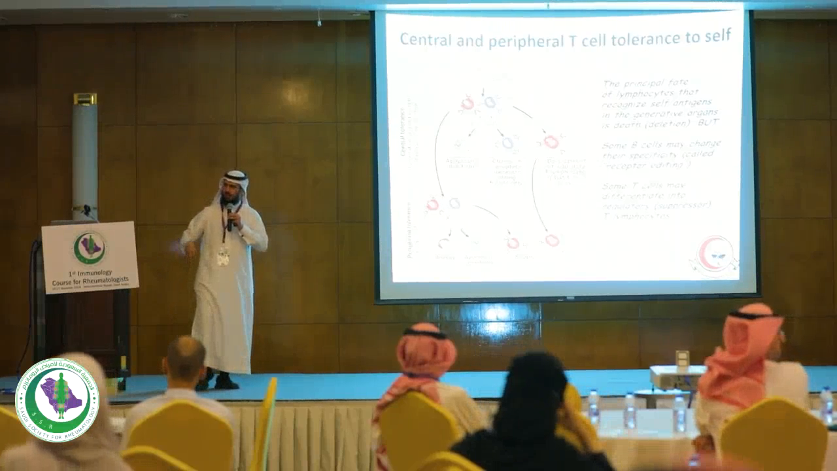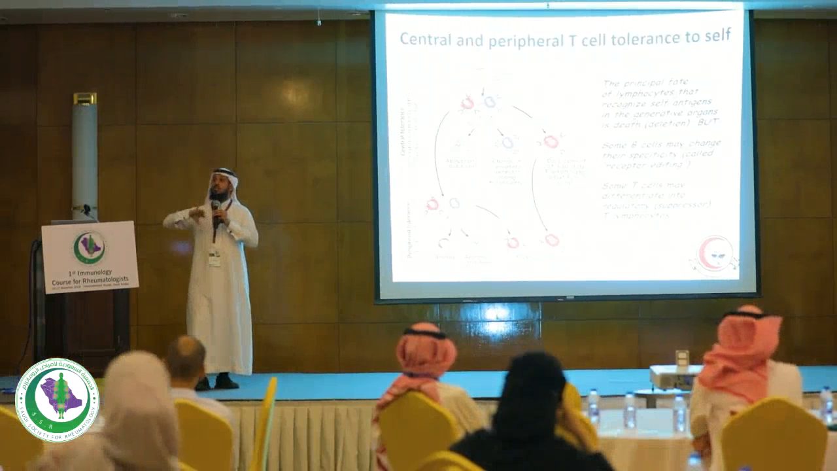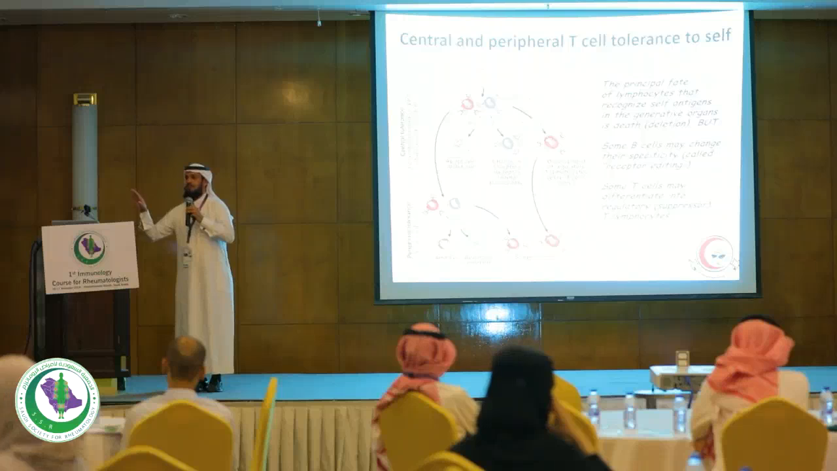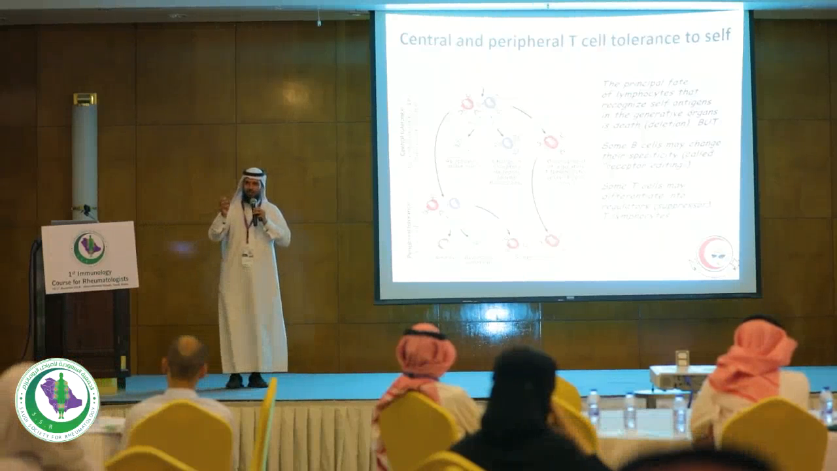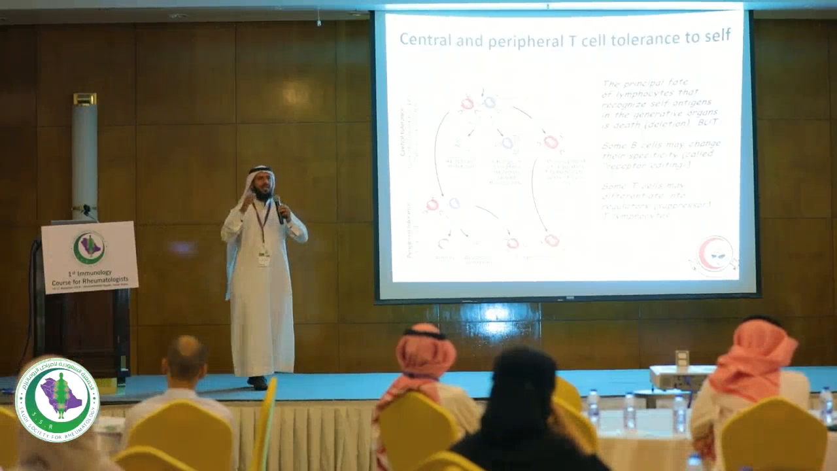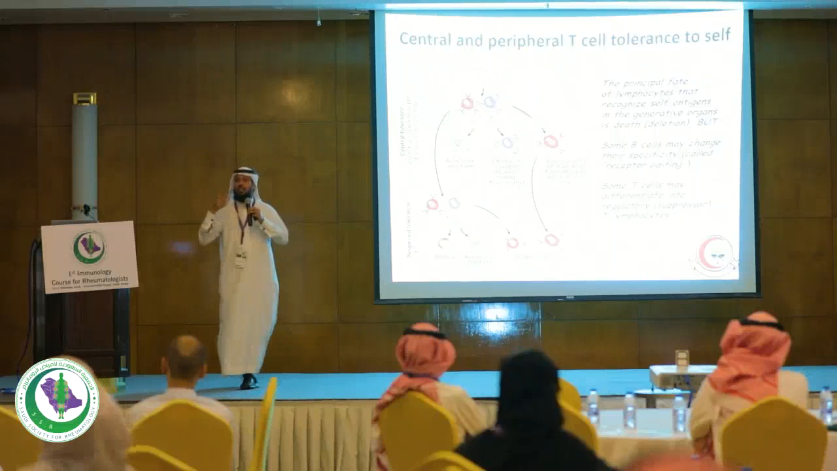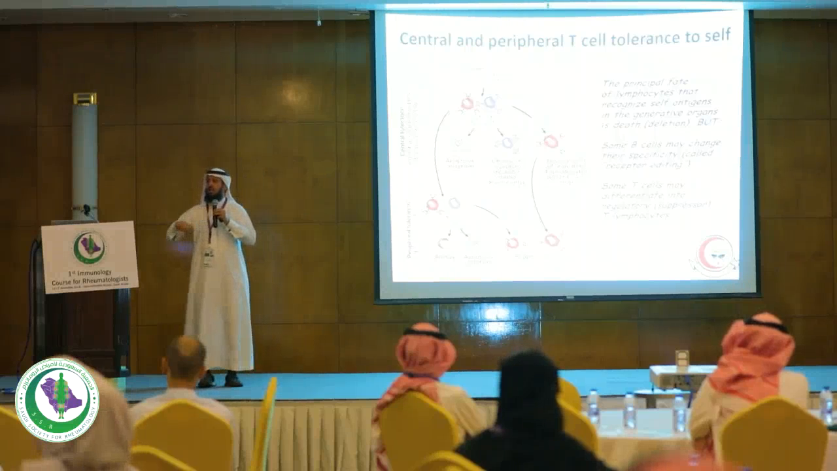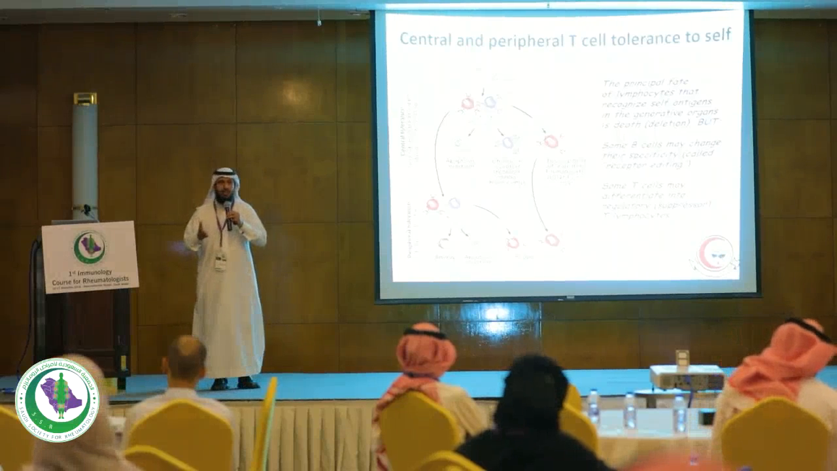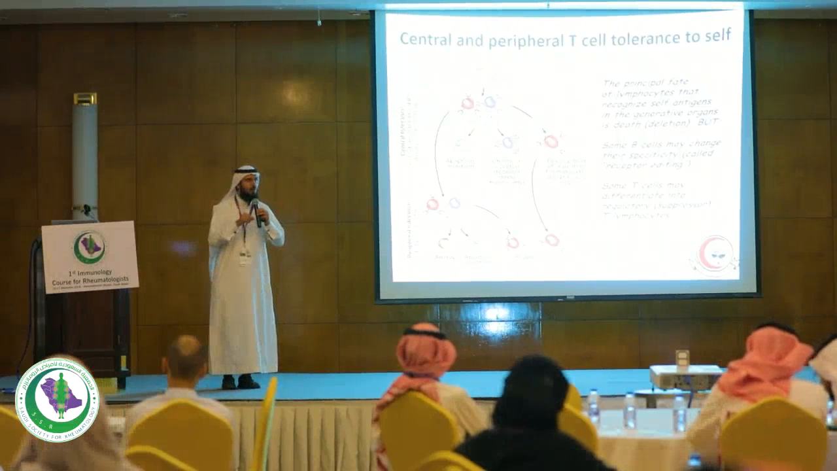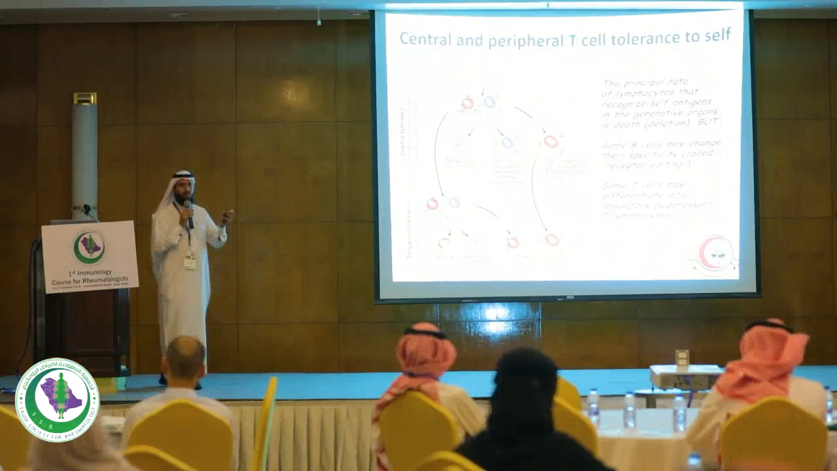So T cells coming from the bone marrow to the thymus, educated there, most of the T cells will die in thymus. Because those cells not knowing the self-antigen or attacking the self-antigen should die. So really most of the T cells will die in thymus. Bone marrow for B cells, more than 90% of the B cells either will die in the bone marrow or will have some receptor editing. So this is the central tolerance.